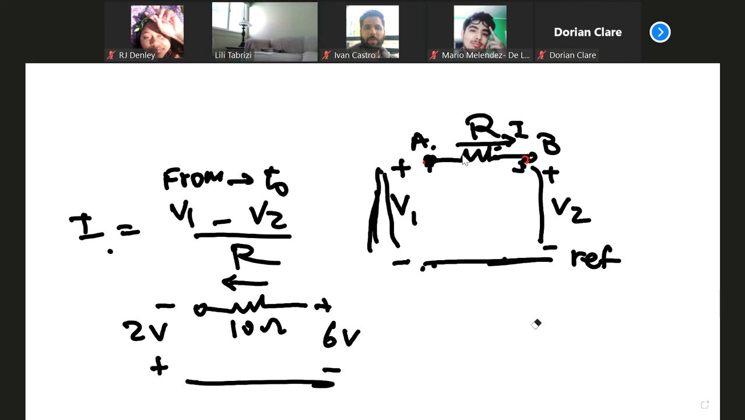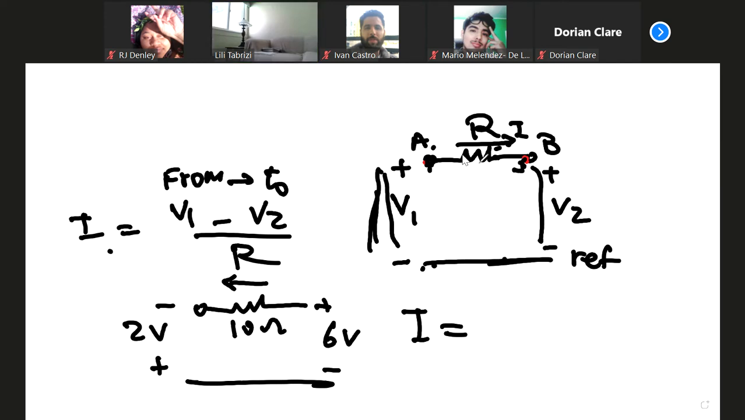Professor, I have a question. What method is this considered again? I have no name for this method yet. I'm just saying the current going from A to B is the voltage at A minus voltage at B divided by R. Okay, understood. Thank you.